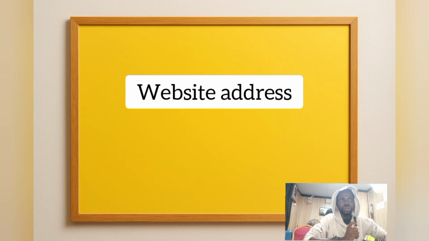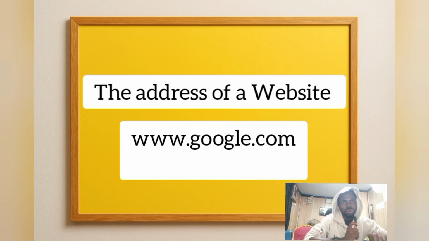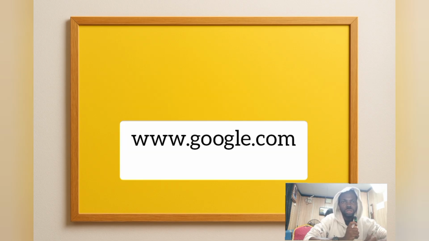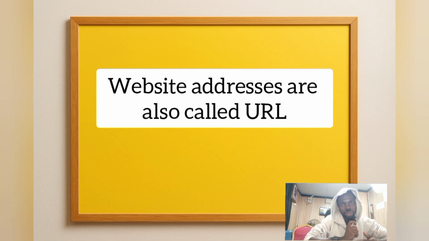So let's talk about website address. Website address, like I've said, is the address of your website. www.google.com is the address of Google. We also call these addresses uniform resource locator, URL. You must have come across URL before. Paste the URL. It is called uniform resource locator. That is a link that will take you to a space.